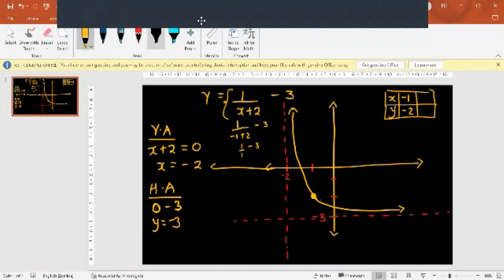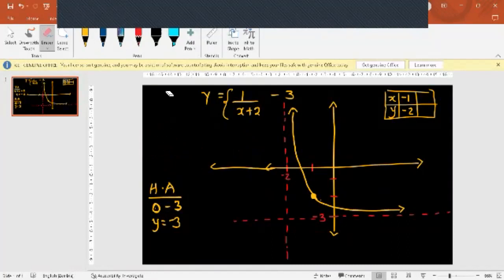Then now we need to find the other one and where it belongs. So the other one is going to be right here. So we need now to pick a value that is going to be on the left side of our vertical asymptote. So our asymptote is -2, the vertical one is -2.